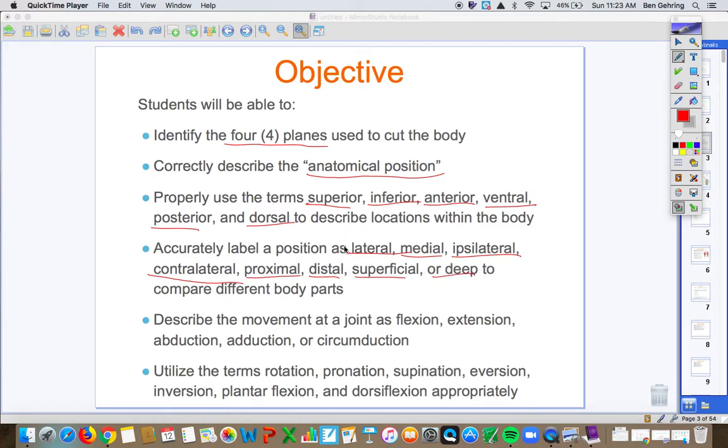To compare body parts, we're going to look at joints. You're going to use the terms flexion, extension, abduction, adduction, and circumduction to describe the movement of body parts. And we're going to use the terms rotation, pronation, supination, eversion, inversion, plantar flexion, and dorsiflexion appropriately when talking about movements.